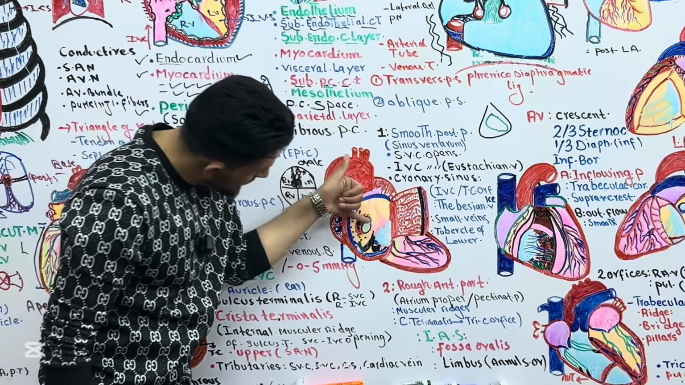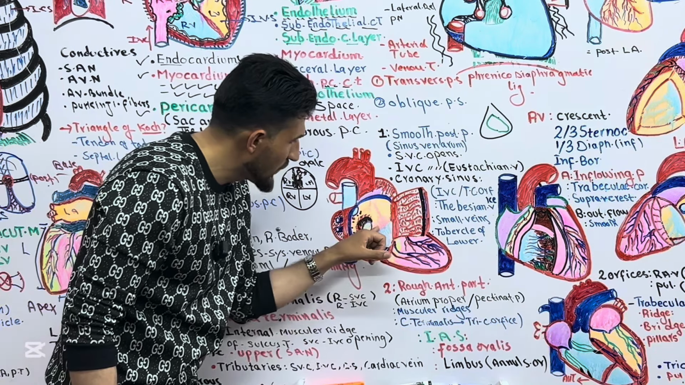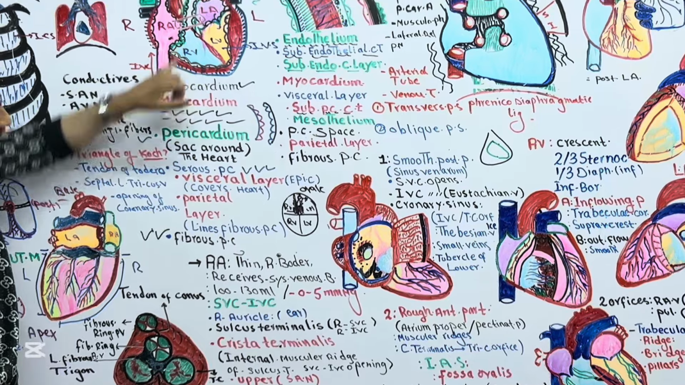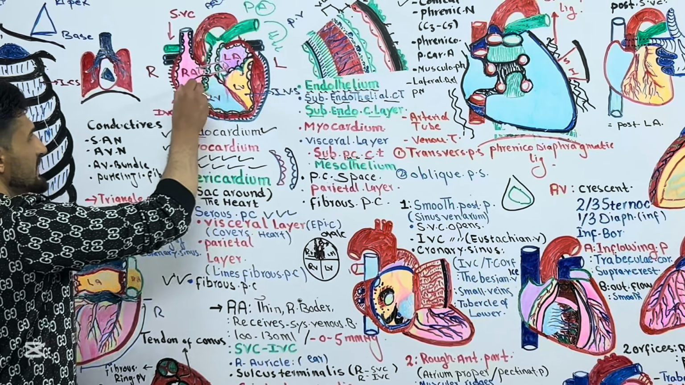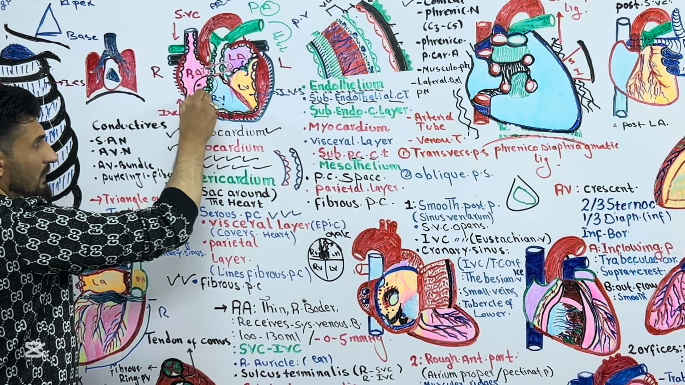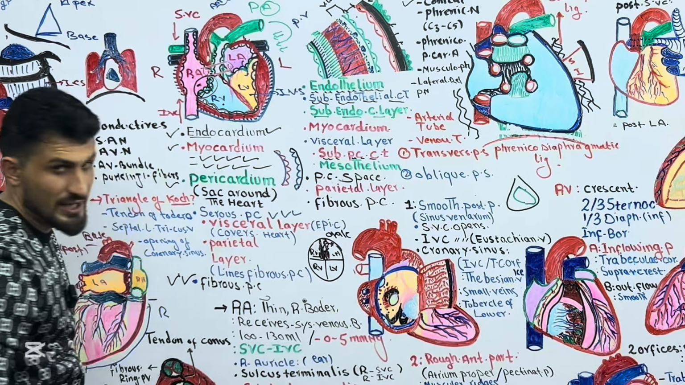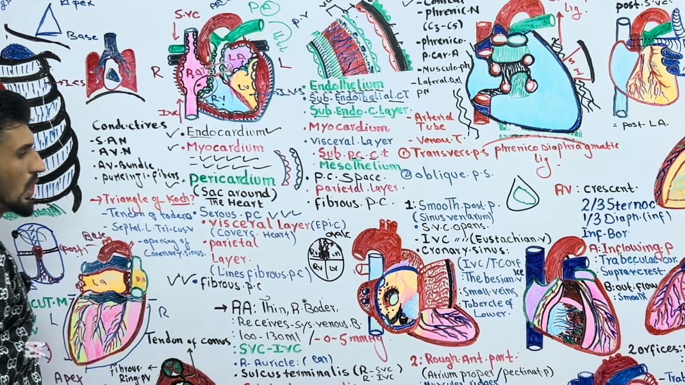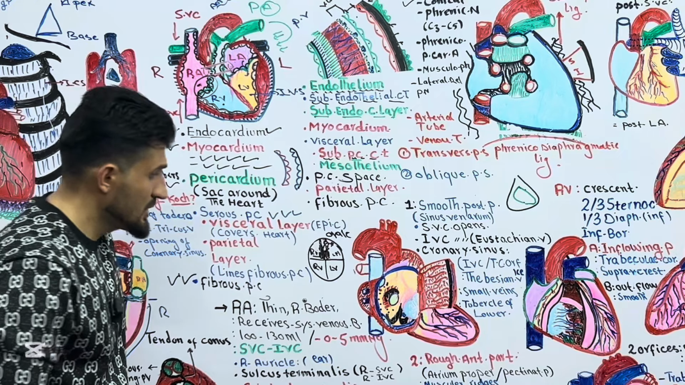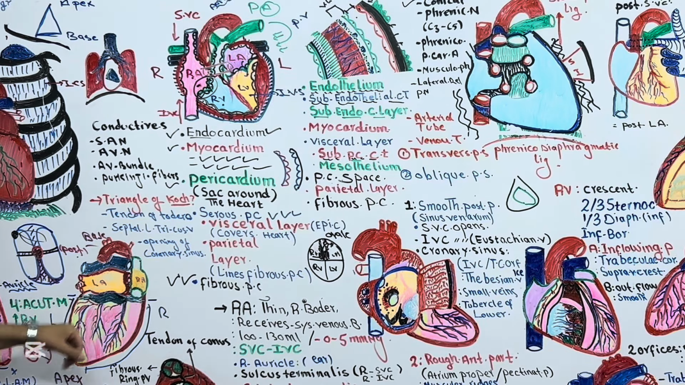Now here we have an orifice between the right atrium and right ventricle. Watch it here: this is the right atrium, this is the right ventricle, and this is the orifice between them, which is guarded by a valve called the tricuspid valve. We will talk about the tricuspid valve later on. So this was all about the right atrium. Now we will talk about the right ventricle.